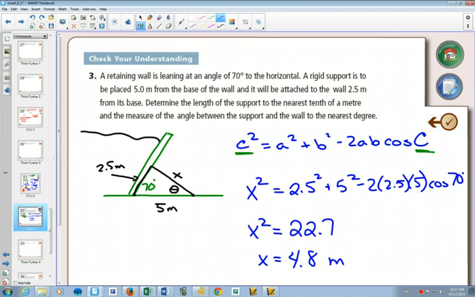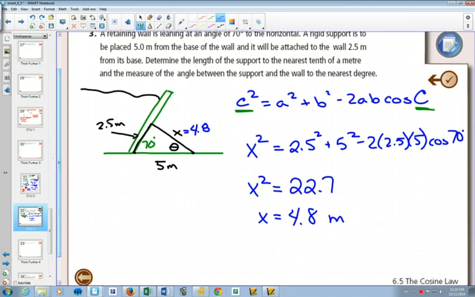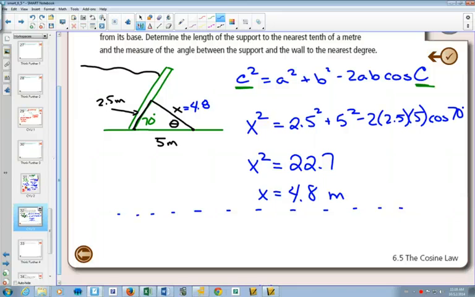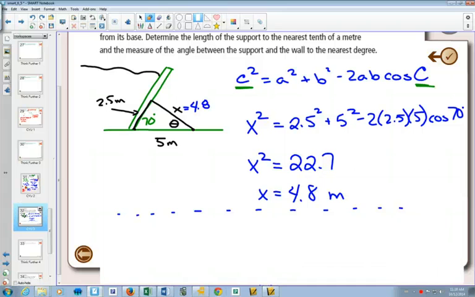So now we know that this x is 4.8. Now, if I gave you this triangle with the 4.8, and you wanted to solve for theta, would you use sine law, cosine law, or SOHCAHTOA? You could use sine law. Do we have an angle and an opposite side now? Yes. Could you use cosine law? Yes, because you have all three sides. So you have enough information that you have some choice.